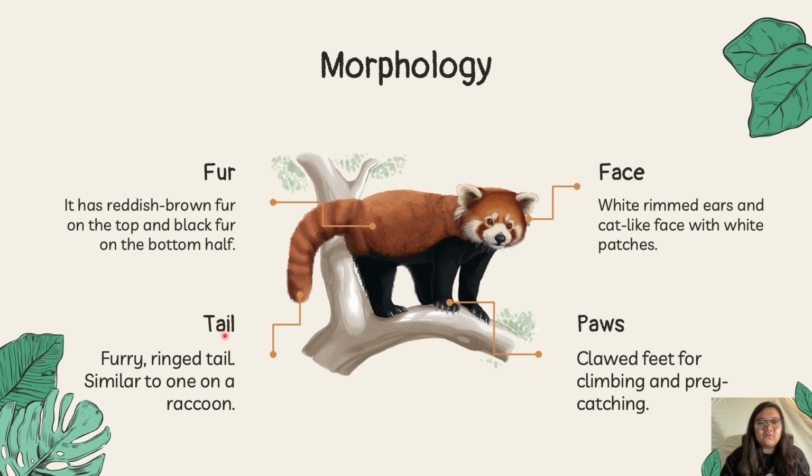For their tail, they have a furry ringtail, and it is very similar to that of a raccoon based on its stripes and its furry texture. And for its face, it has white-rimmed ears and a cat-like face with white patches. And for its paws, they have clawed feet for climbing and prey catching.